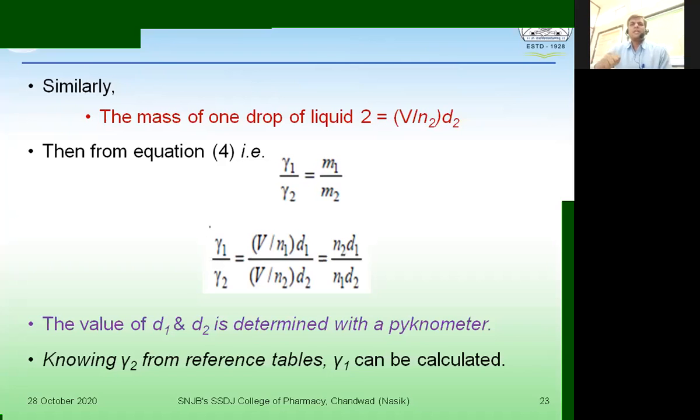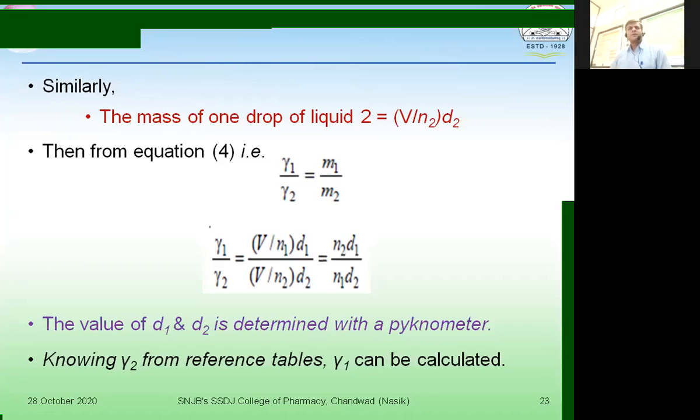The values of D1 and D2, that is the densities of the experimental liquid and the reference liquid, are determined with the help of a picnometer or density bottle, and knowing the surface tension of the reference liquid, which is mostly water, from the table at that particular temperature, we can easily calculate the surface tension of the experimental liquid. The same procedure is used for determination of interfacial tension as well.